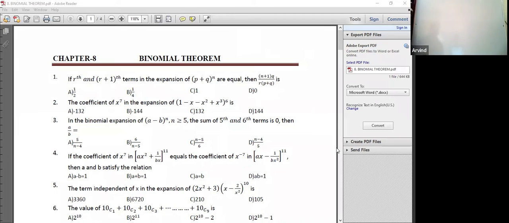So the question is (1 minus x square plus x cube) whole to the power 6. Okay. So here you want the coefficient of x power 7.